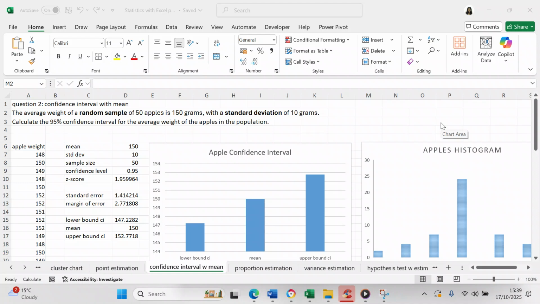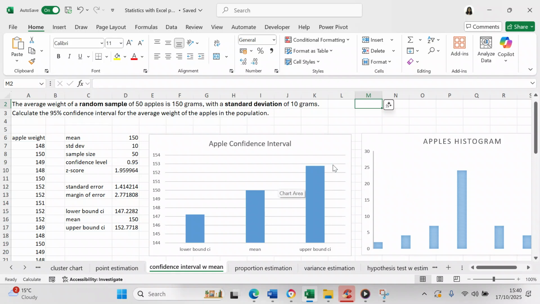In this video, what we're going to be doing is a practice question for a confidence interval with mean. The average weight of a random sample of 50 apples is 150 grams with a standard deviation of 10 grams. Calculate the 95% confidence interval for the average weight of the apples in the population.